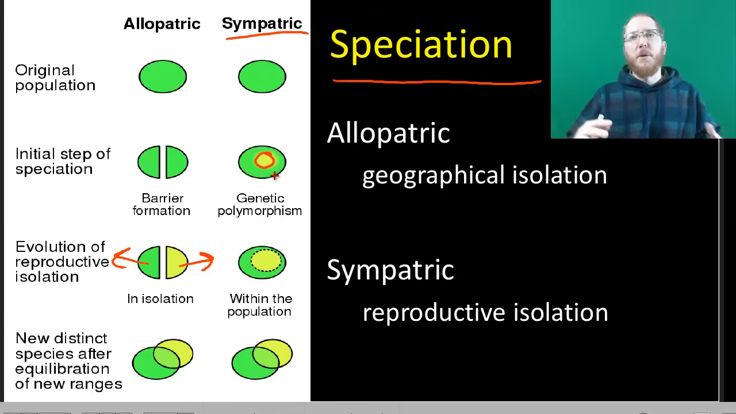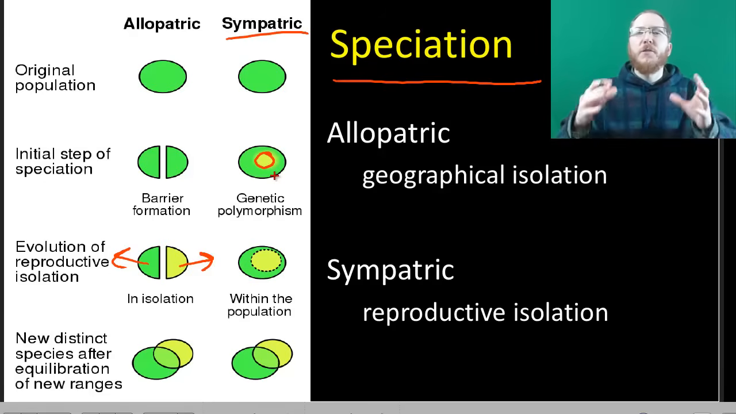Maybe one group wants you to build them a nest and the other group doesn't. And so something allows for reproductive isolation to occur, even though they're still technically in the same geographic space.